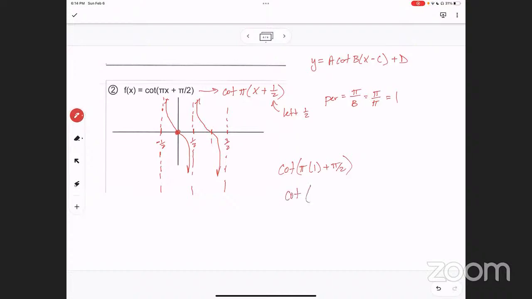So let's see. What's the cotangent of 3 pi over 2? Cotangent is, remember, the cosine over the sine. And the cosine of 3 pi over 2, remember your unit circle, that's the bottom point, the point 0, -1. So 0 over -1, which is 0. Hey, that worked. I'm sorry, 1 comma 0. That worked. Good.